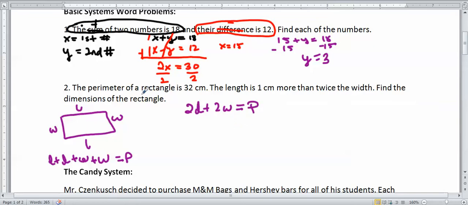They told me that the perimeter is 32, so for this part of my problem, I can write an equation: 2L plus 2W equals 32. So the perimeter P is equal to 32.